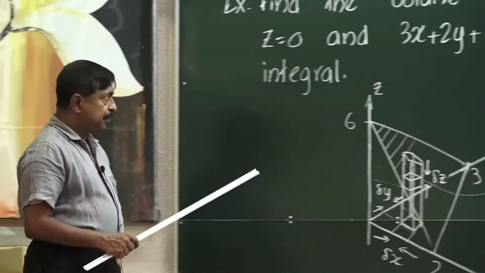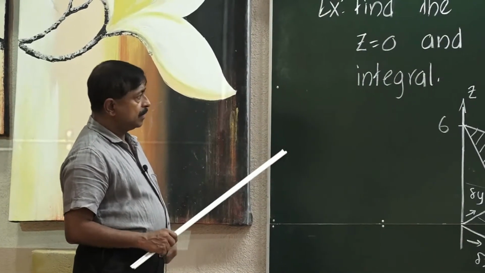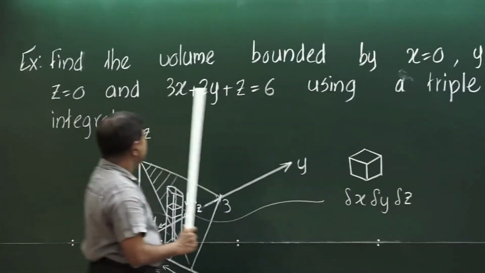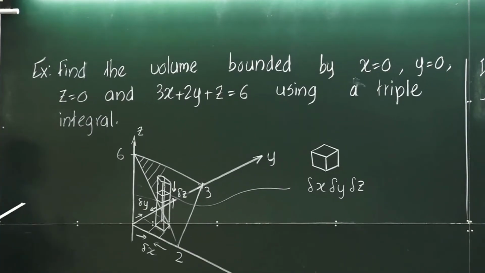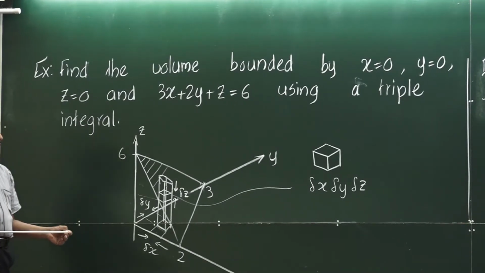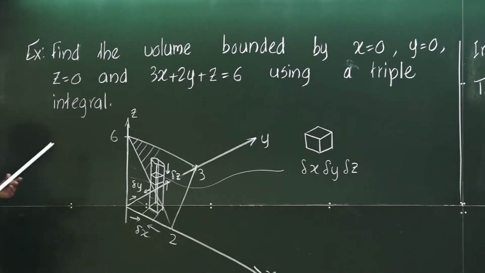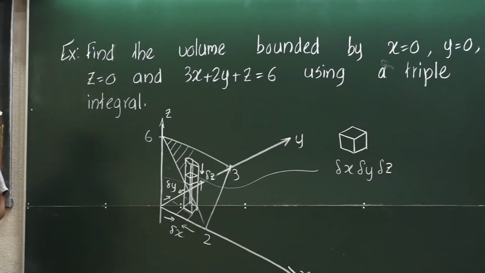Continuation of the fifth video. Now, in this case, we consider the volume bounded by these four planes by a triple integral. We addressed the same thing in the fourth video, but in that event we considered a double integral. So, that is the difference.